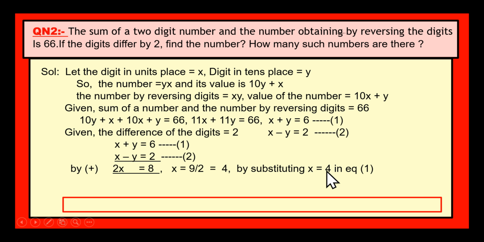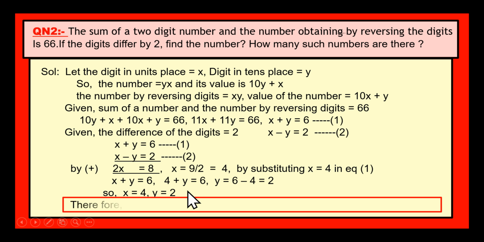Now, by substituting x is equal to 4 in equation 1, x plus y is equal to 6. You see, x plus y is equal to 6, and substitute x is equal to 4. 4 plus y is equal to 6 and y is equal to 6 minus 4, which is 2. Therefore, finally we get x is equal to 4 and y is equal to 2.